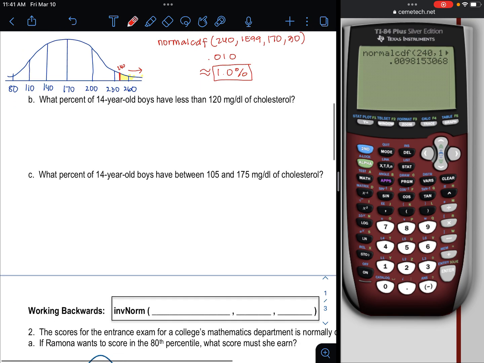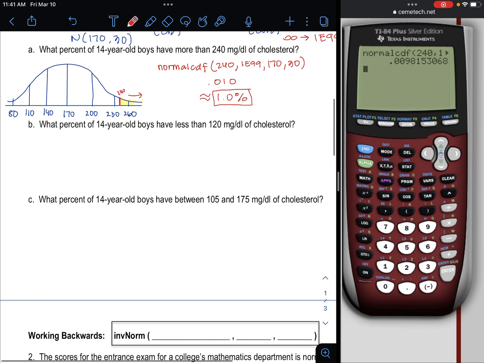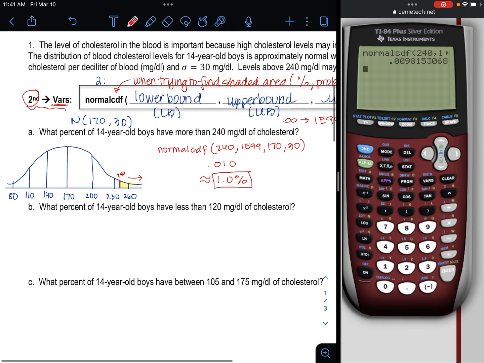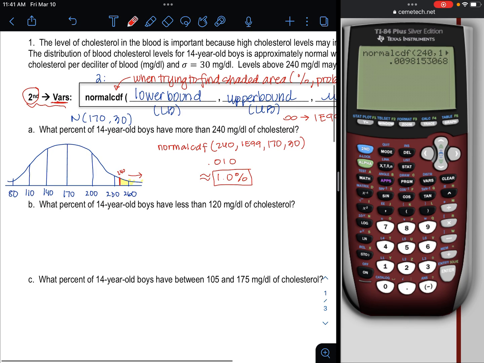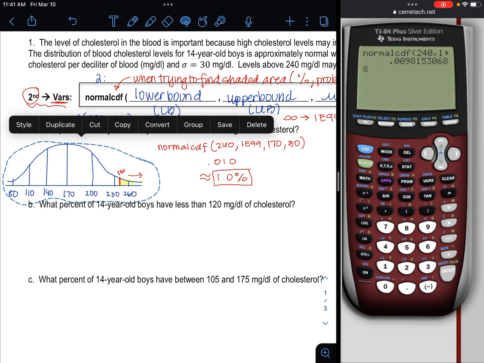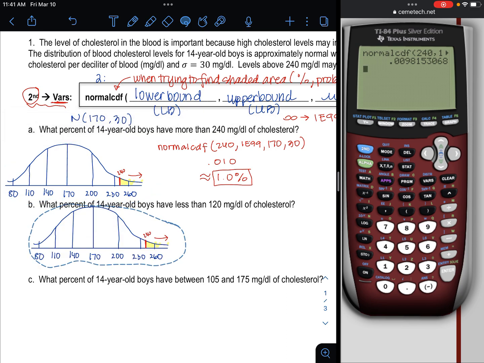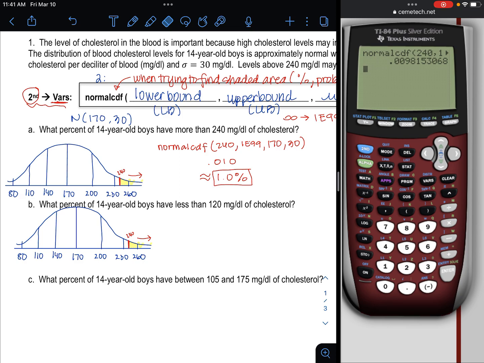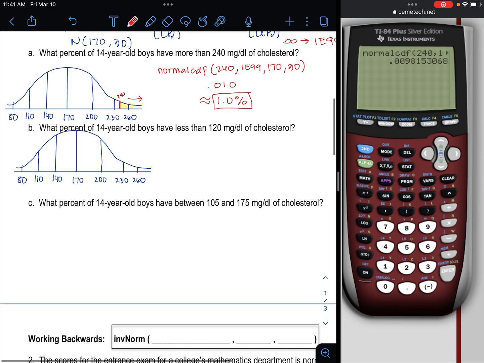Okay. All right, next it says, what percentage of 14-year-old boys has less than 120 milligrams per deciliter? Yeah. And then what I'm going to do is copy and paste this, which I should have done. Copy, paste. All right, I'm going to get rid of what I highlighted already. So what we're looking for now is less than 120. So 120 falls right here, and we want less, so that's all this right here.